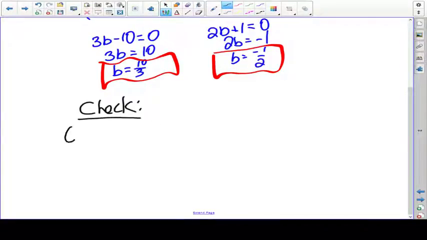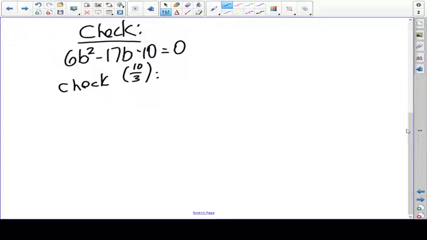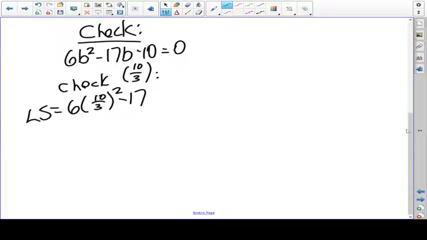So we're going to do the check. Again, the original equation, 6b squared minus 17b minus 10 equals 0. So this is what we're using to check those two answers. Doesn't matter which one we start with. Makes the most sense to me to start with the first one, but it really doesn't matter. So we're going to check 10/3 first, and this is why it's important to keep that as a fraction, because we're going to be working with it. It's going to be a little ugly, I'll admit. So 6b squared, so that's 10/3 squared, minus 17 times 10/3, minus 10.